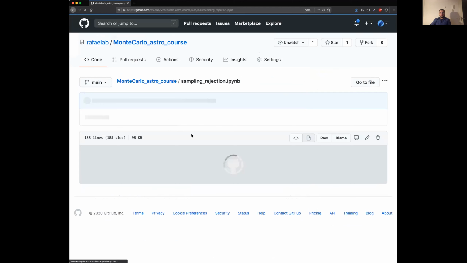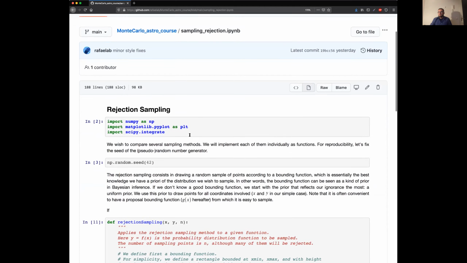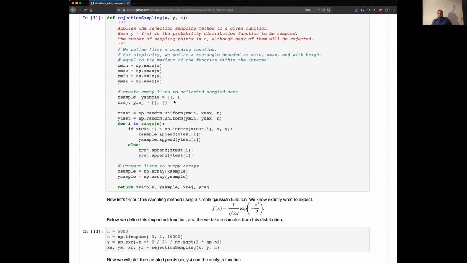For the acceptance rejection, we just have this function again. I'm going to take the easy case. Whatever the function is in this implementation, I'm just taking a big box containing the whole function, okay? So here I'm taking the limits of the function, the smallest and the largest x's that we have on the function, the same for the y. It's just a big box around whatever function we have.